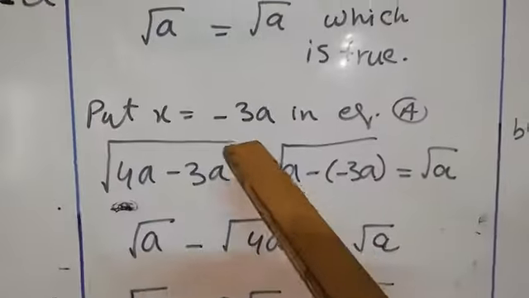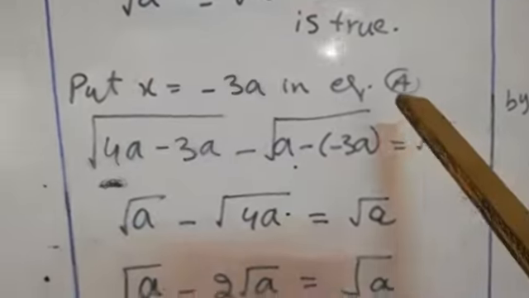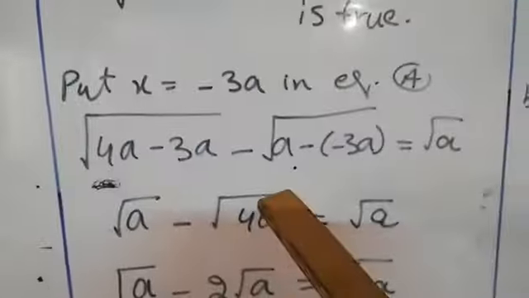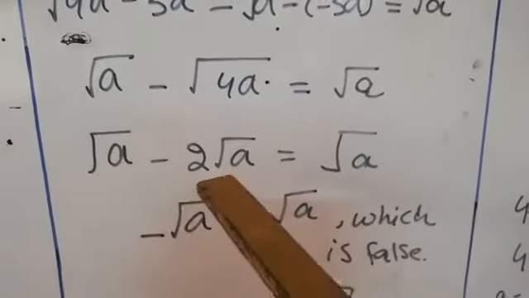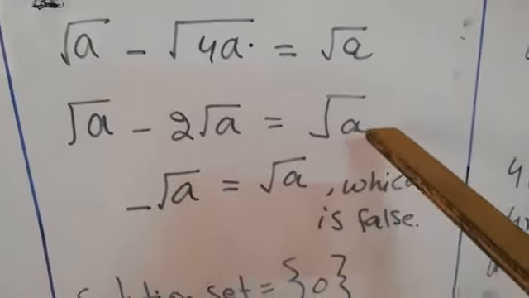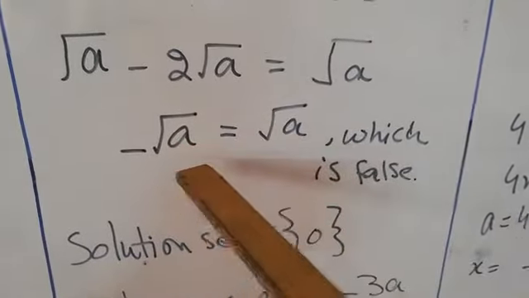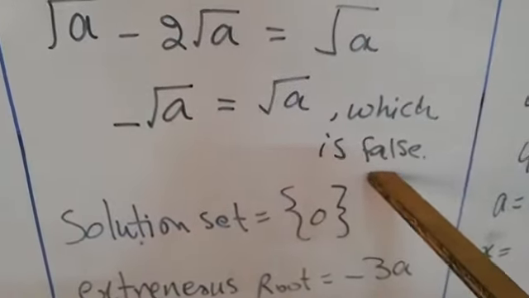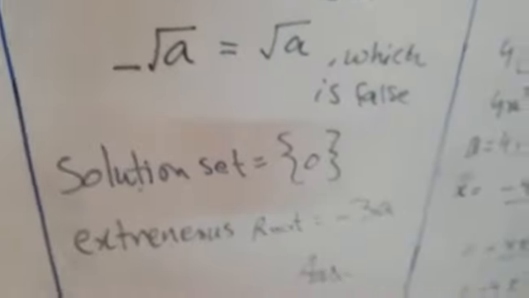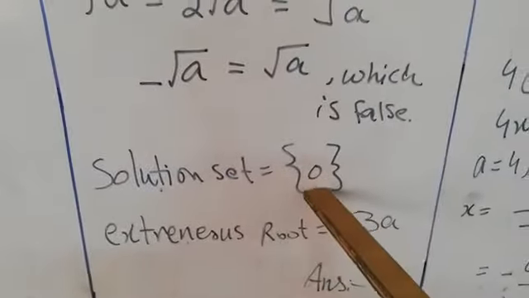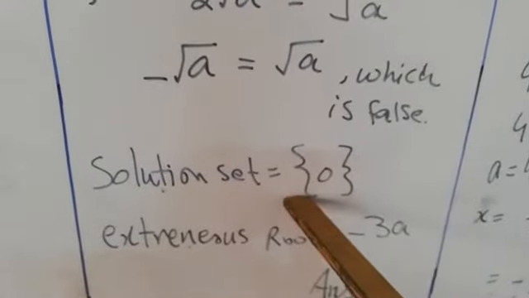Now we will put x is equal to minus 3a in equation A. Minus 3a is the second value of x. And now after putting this value, we will get that square root of a minus 2 square root of a is equal to plus square root of a. This is not true. This is false because this is a negative value and this is positive. Both are not equal. So it will not satisfy the equation. That's why this is the extraneous root, and 0 is satisfied. So this is the solution set.